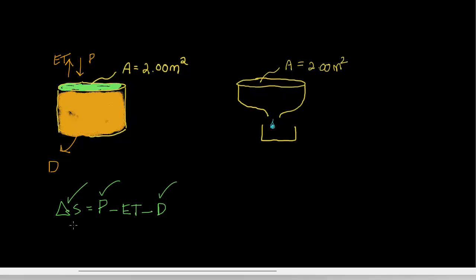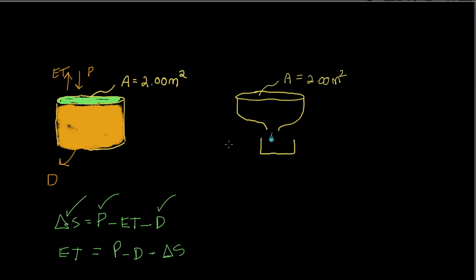And then we're simply going to rearrange this to solve for the ET. Did I do this right? Let me correct this. ET is going to be P minus D minus the change in storage, ΔS. There we go. And that's the equation we're going to use.